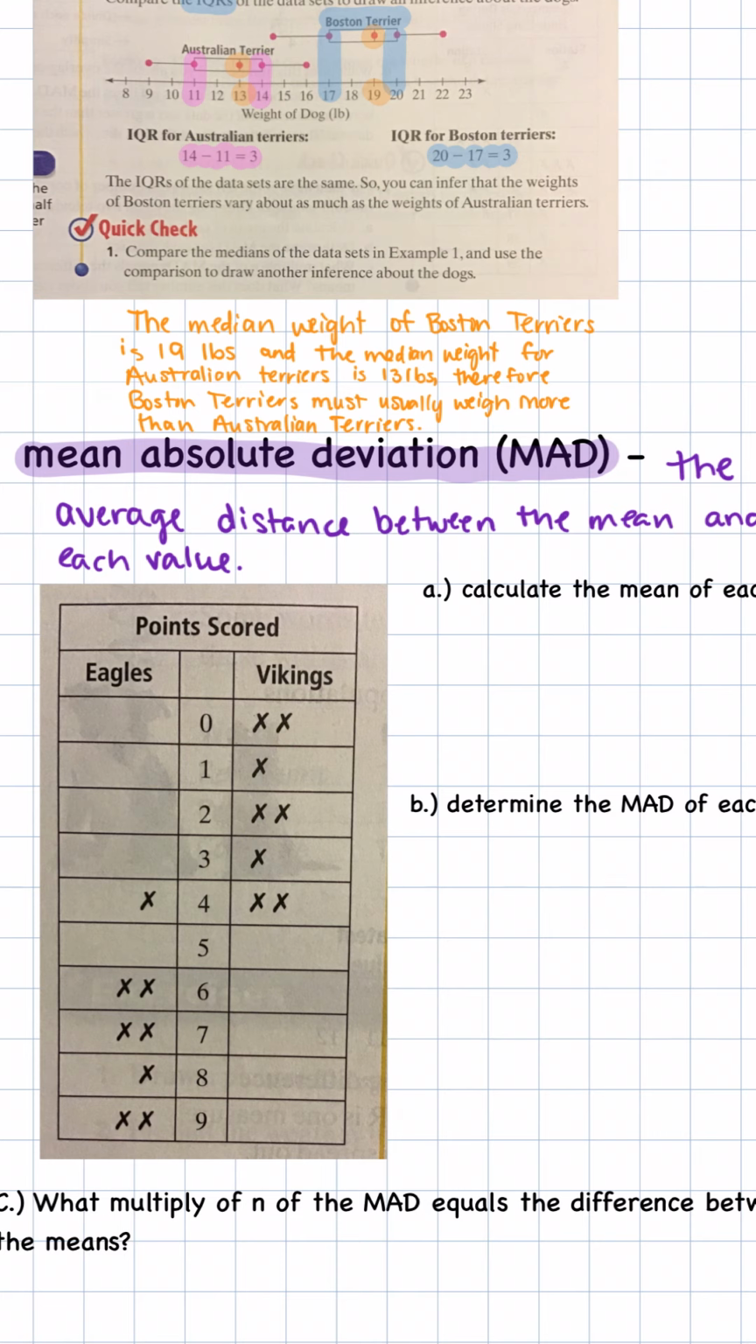So they had one basket that was 4. Two that were 6. 2 that were 7. 1 that was 8. And 2 that were 9. So we're going to add all these numbers together. And when we add them all together, we should get 56. And there are 1, 2, 3, 4, 5, 6, 7, 8. Divide them by 8, which equals 7. So our mean for the Eagles is 7.